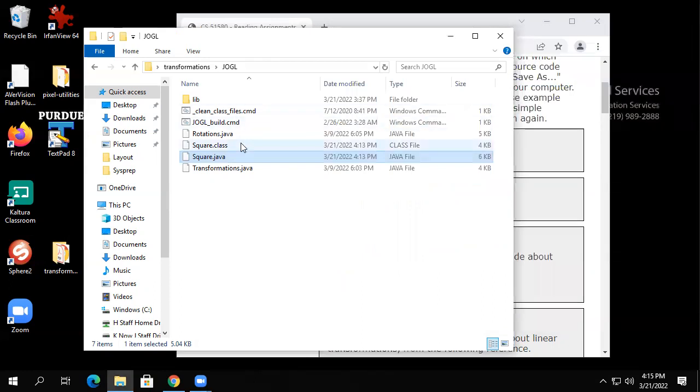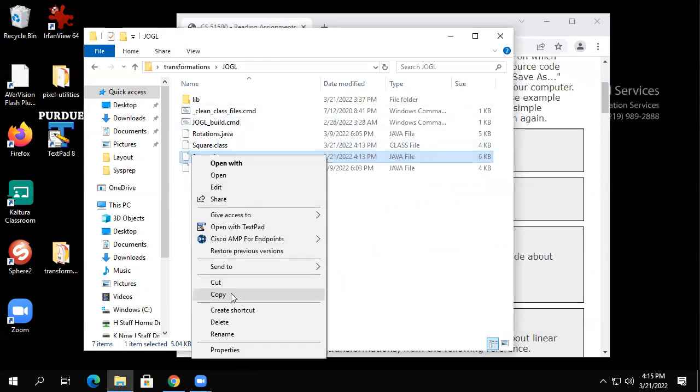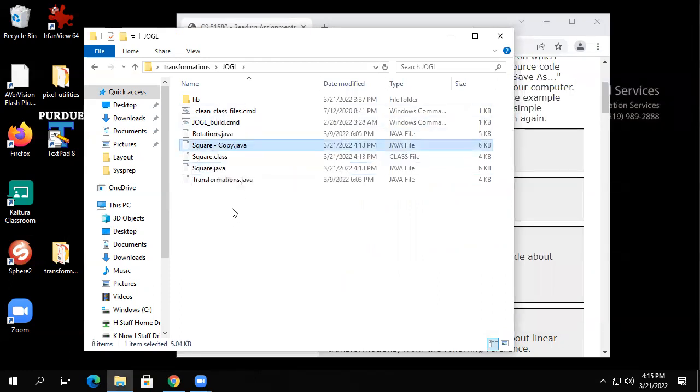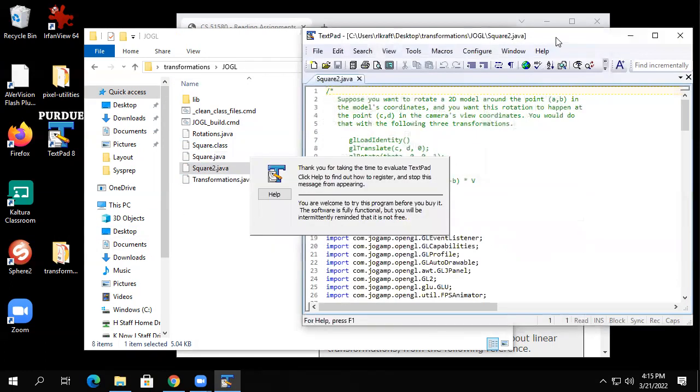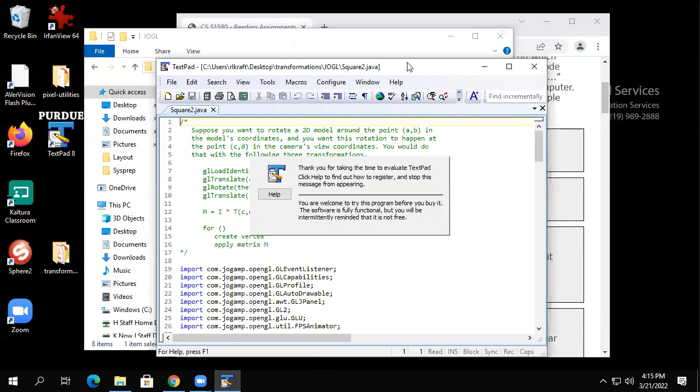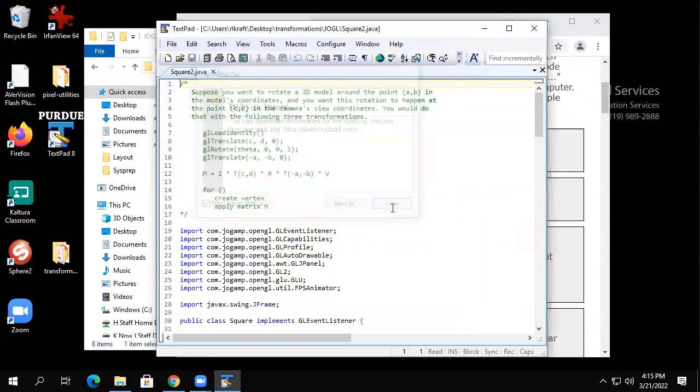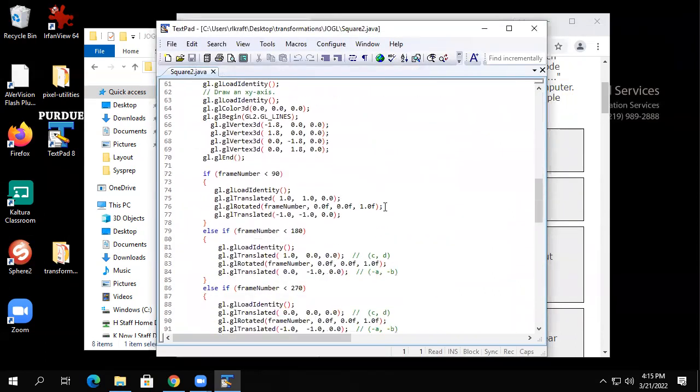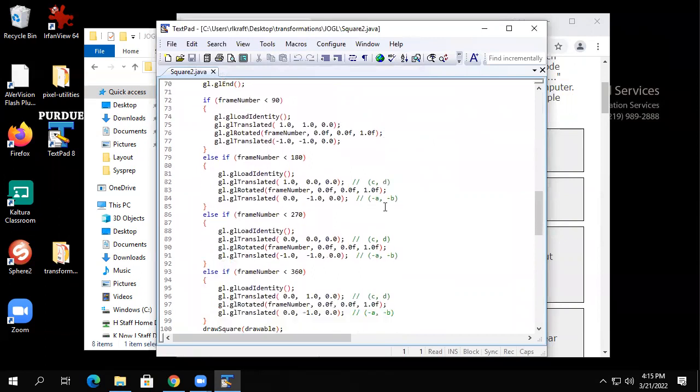rotation also. So what I'm going to do is make a copy of this. Call it square 2, and let's see if we can modify it. Okay. So let's think about, we're going to do 90. He's going to first rotate around this 90 degrees, and then he's going to rotate around that point 90 degrees. So let's think about how this is going to work.